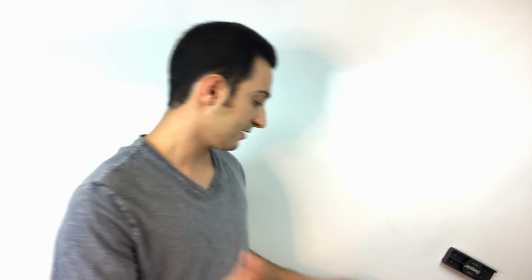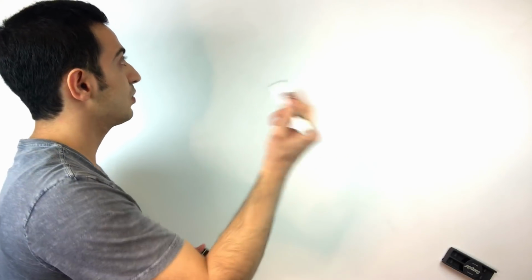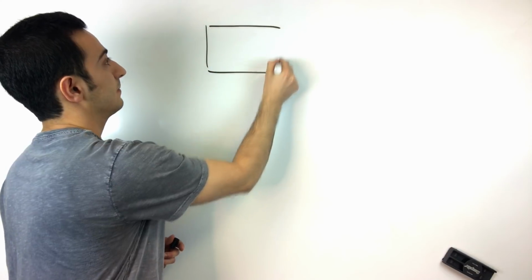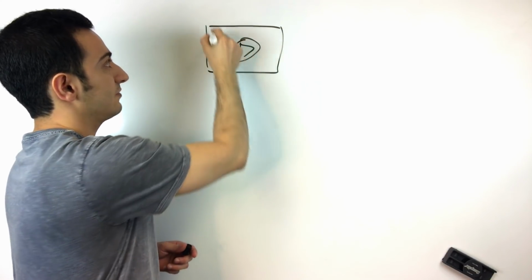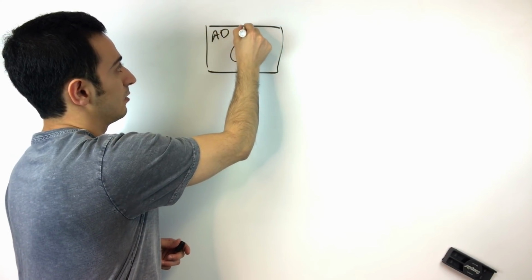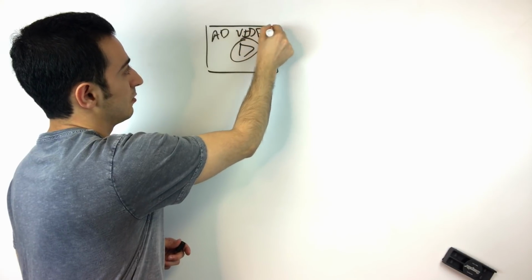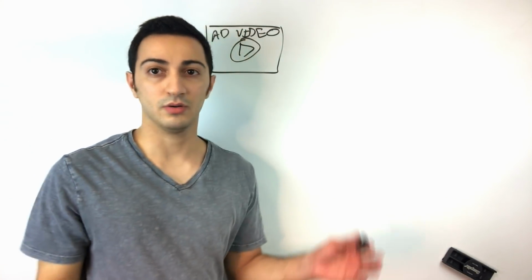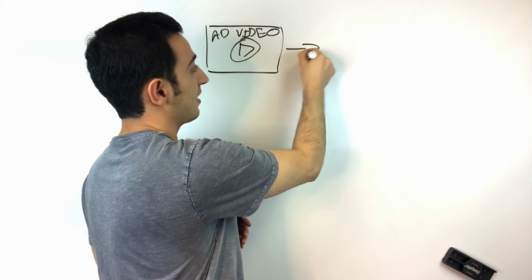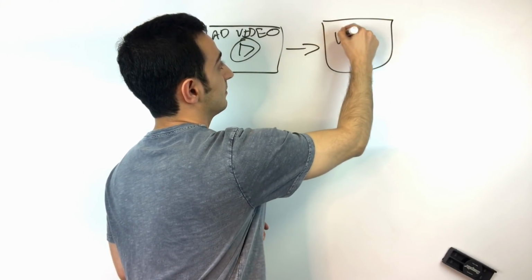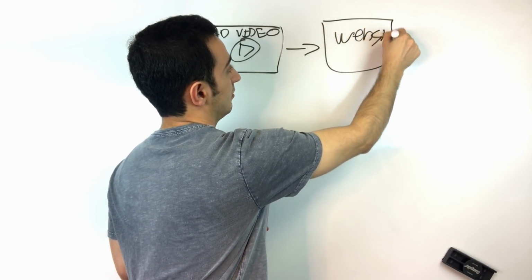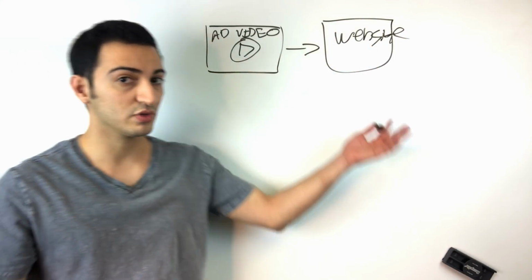Okay, so let me actually draw this. So this is the most common way. There's a video, right? So this is your ad video. Then you send traffic from this ad video to your website. So that would be your website. So this is really simple.